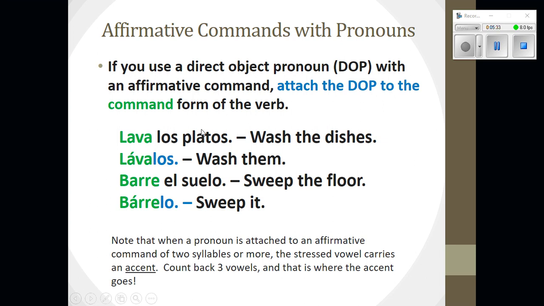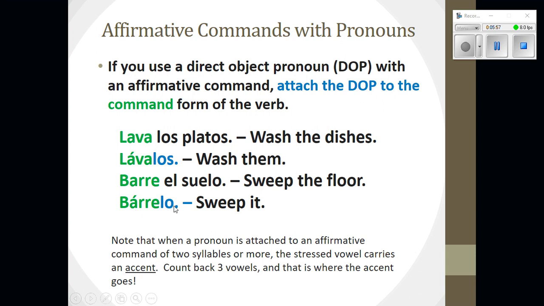We know los platos is the DOP. Okay, we would use los, the pronoun, to replace that. Okay, and notice here we just attach it. Lávalos. Okay, all right, so sweep the floor. You want to tell someone sweep the floor. If you want to change that and say sweep it, okay, we would take el suelo, the direct object, and replace it with the DOP lo.